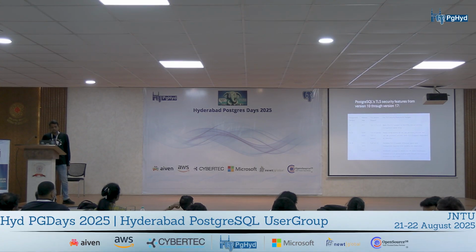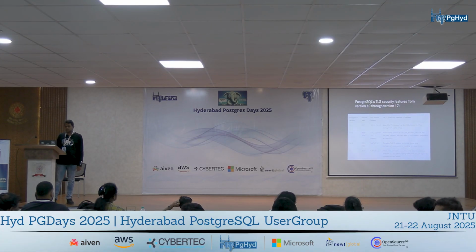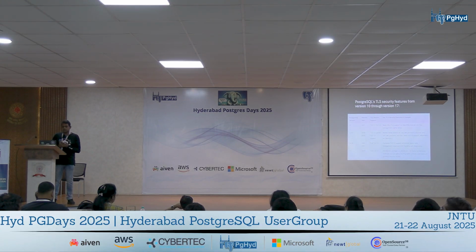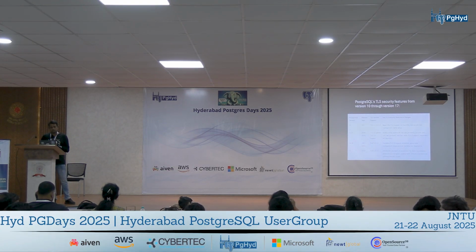to 17. If you see here, in version 10 the basic TLS support started. Using certificates, for example, we created the certificates through OpenSSL and put those under the configuration parameters, and we configure pg_hba to allow SSL connections and a mix of plain and SSL connections, right? This support started in version 10, where it used to support TLS 1.1 and 1.2.